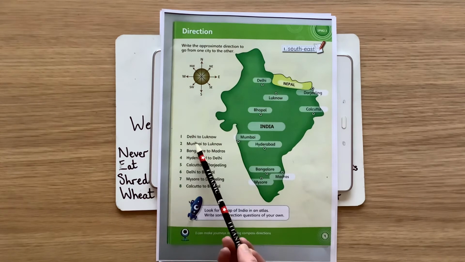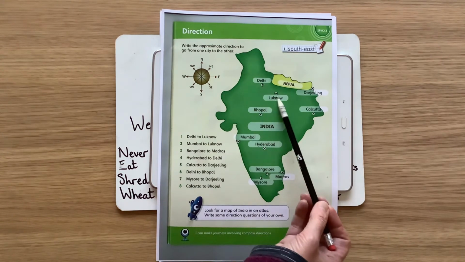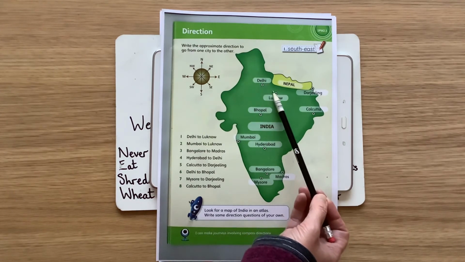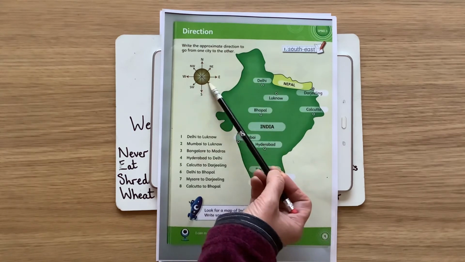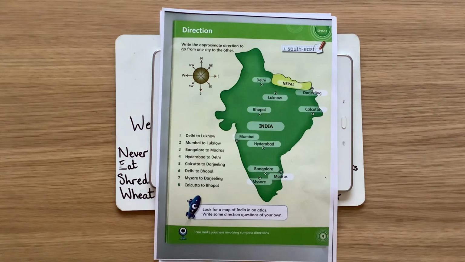So in question number 1, if you're going from Delhi to Lucknow, well, find Delhi first of all on your map. Okay, so there's Delhi. We're travelling this way. So approximately what way am I travelling? We'll find it on your map or on your compass rose. I will be travelling southeast. So the answer for that one would be southeast.